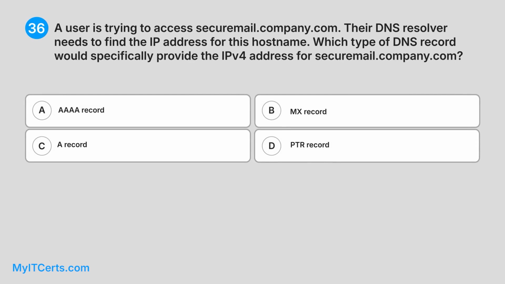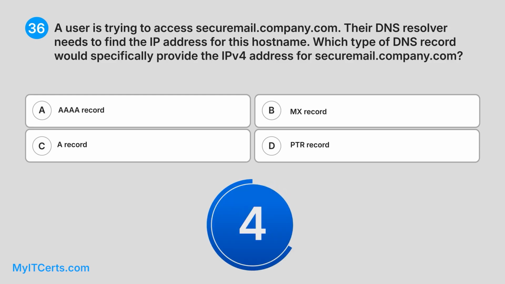36. A user is trying to access securemail.com. Their DNS resolver needs to find the IP address for this host name. Which type of DNS record would specifically provide the IPv4 address for securemail.com? A. AAAA record. B. MX record. C. A record. D. PTR record. What do you think is the answer?